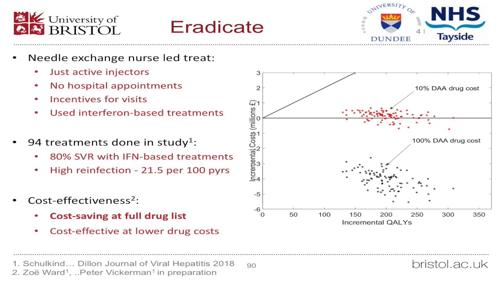Interestingly, though, they did have a high reinfection rate, which some people might see as being a bad thing, a reinfection rate of 20 per 100 person years. But it also showed that they were actually capturing the higher risk people who inject drugs, the ones that are actually still transmitting and acquiring infection. When we looked at this intervention, we found that it was cost-saving at the full drug list price. And interestingly, if you reduce the drug list price, then it actually became cost-effective instead of cost-saving. The reason this is a little bit unusual is because it was considering the interferon-based treatments, which are cheaper than the DAA treatments.